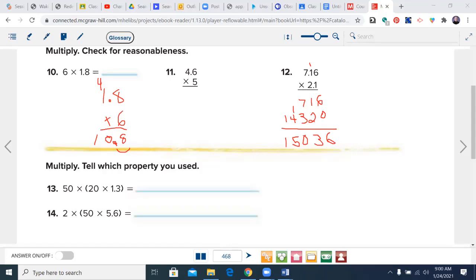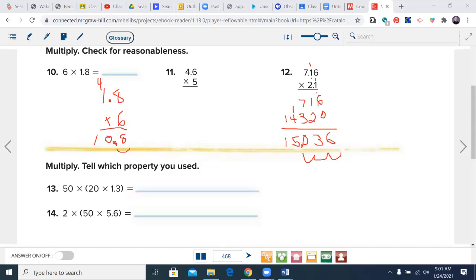But now where do I put my decimal point? I have 1, 2, 3 digits that come after decimal points within my factors. So there needs to be 3 digits after the decimal point in my product. So I go 1, 2, and 3. And my answer is 15 and 36 thousandths.